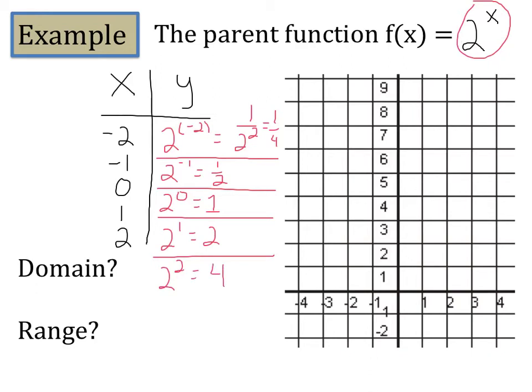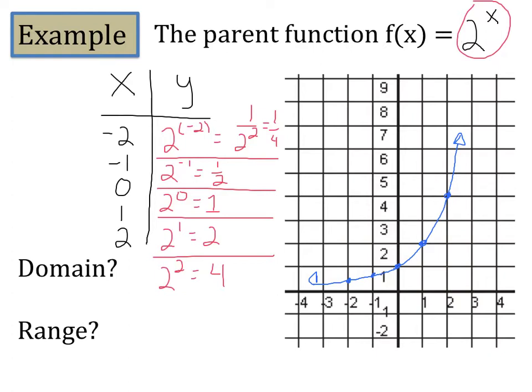So let's plot these on our table so we can see what this graph looks like. So when x equals -2, y equals about 1/4. When x equals -1, y equals about 1/2. When x equals 0, y equals 1. When x equals 1, y equals 2. And when x equals 2, y equals 4. So we can see the curve that these exponential functions have. We can see the growth starts out small, and then after every step gets bigger and bigger and bigger.